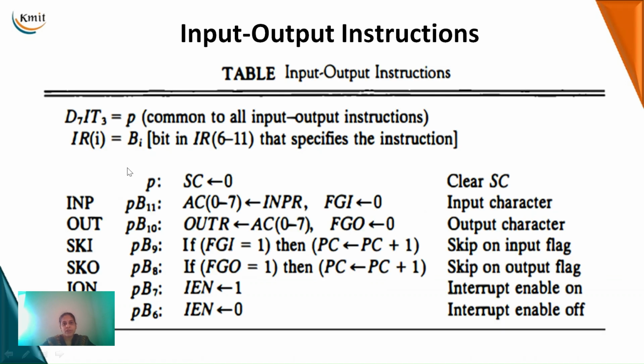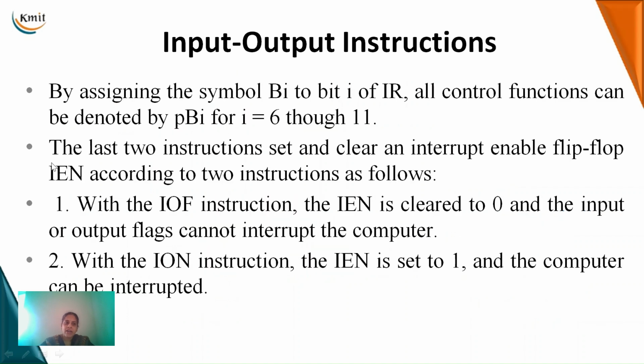If you see the list of input-output instructions, these are all the instructions. But the last two instructions are with respect to interrupts. What do we mean by interrupt? If you look at the computer, the execution speed of the computer or the CPU is very fast compared to the speed of the input-output devices. So whenever information is transferred, say from the accumulator to the output register, the output register takes some time to give the information to the output device.